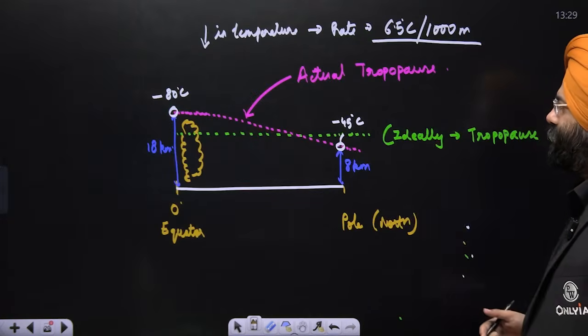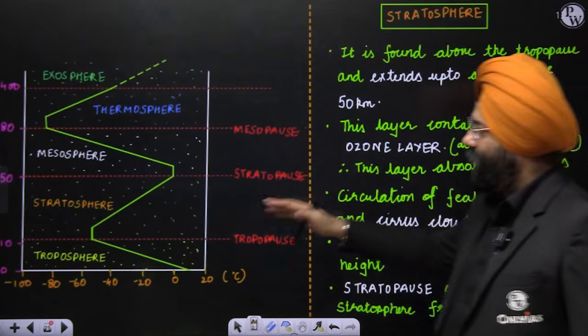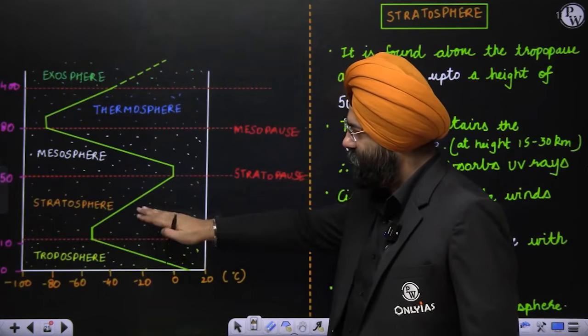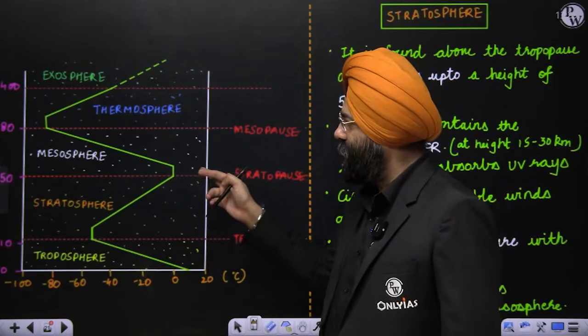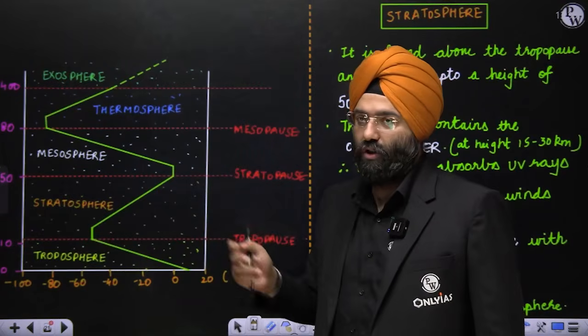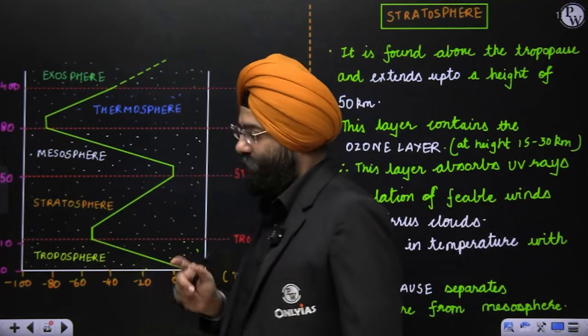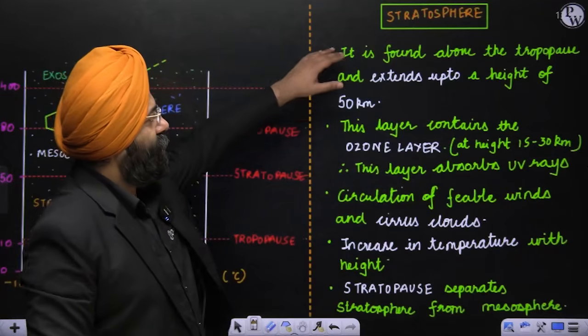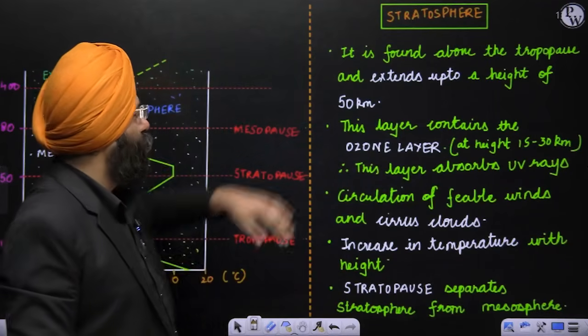Now, let's move ahead. We have studied troposphere, we have studied tropopause. Above that is the stratosphere, and the end of it basically marks the stratopause, right? Now let us see the details. It is found above the tropopause and extends up to a height of 50 kilometers.